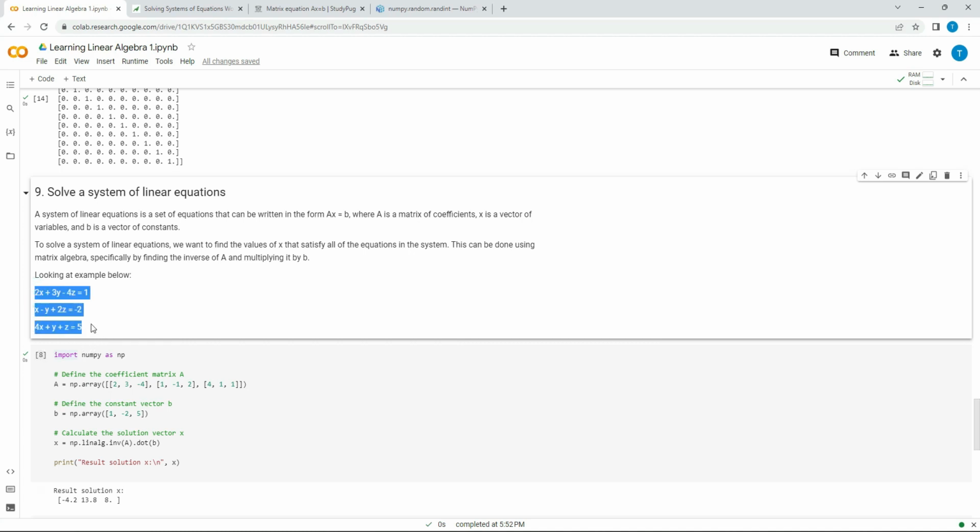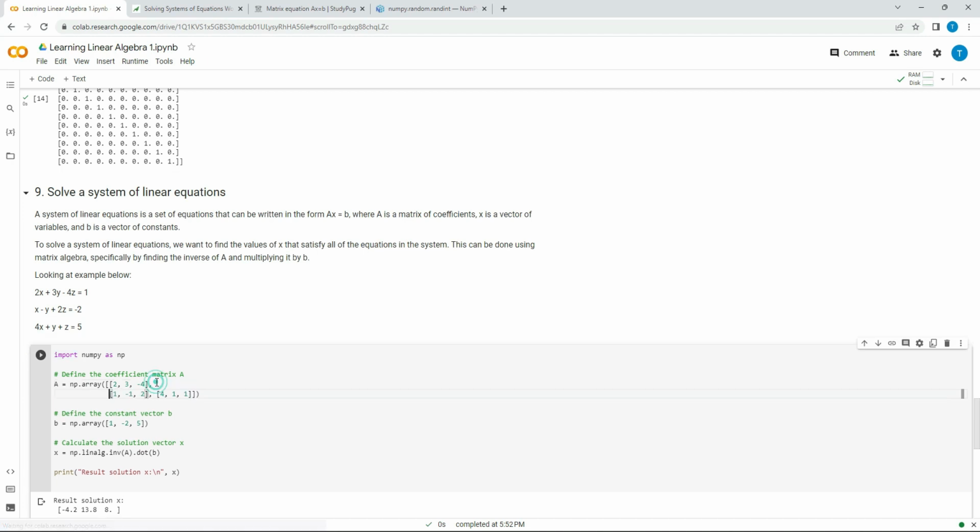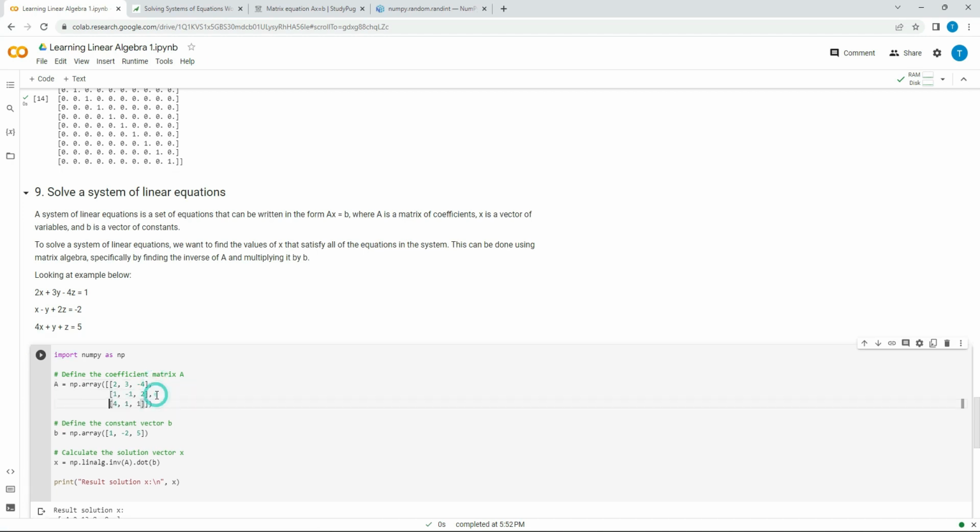Here's our equation, and you'll notice I put it into a matrix format here. Here's the matrix. So remember, 2, 1, 4. That's the 2, 1, 4. 3, negative 1, and 1 for y. And then negative 4, 2, and 1 right here. So here's my A matrix, and then my B matrix is my vector, 1, negative 2, and 5.